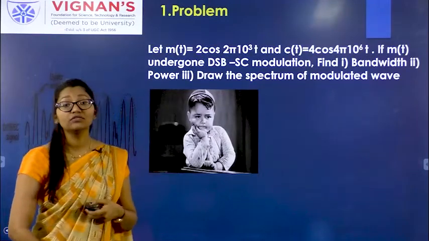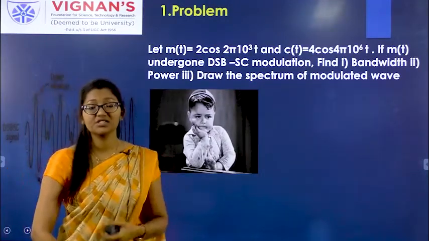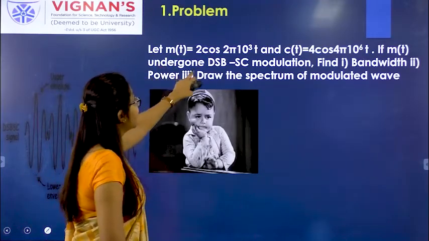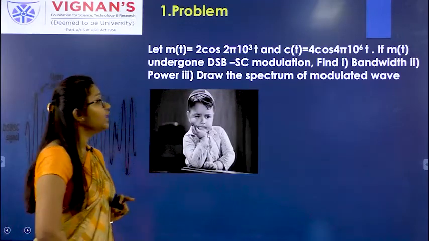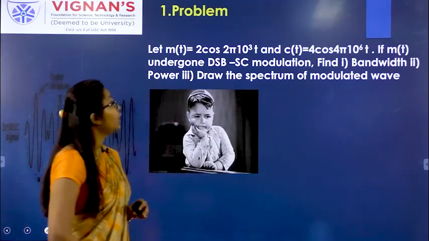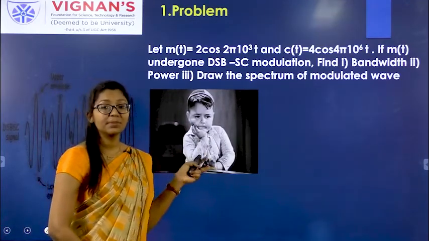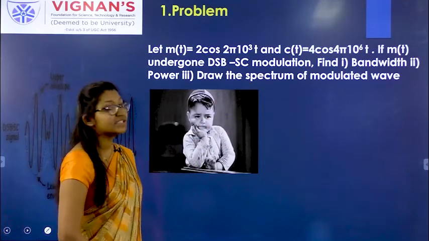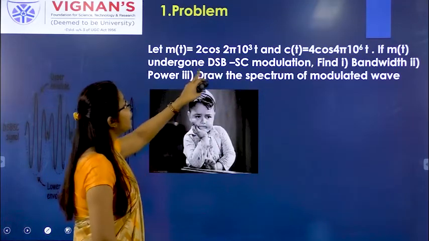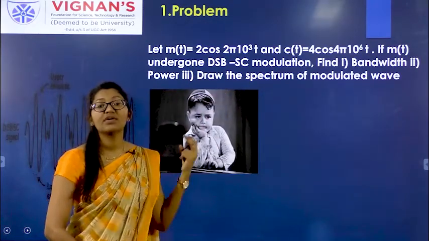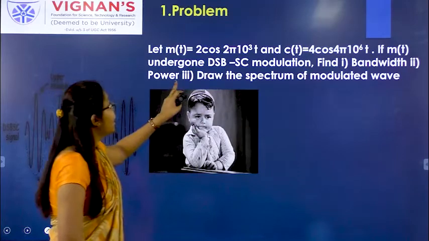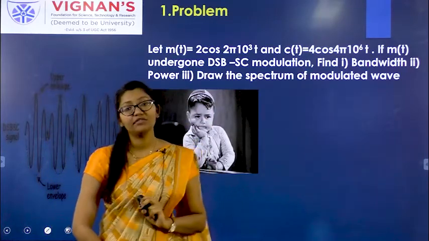So now let's solve one problem regarding this DSB-SC. First, let m of t equal 2 cos 2 pi 10 cube t and c of t equal 4 cos 4 pi 10 to the power of 6 t. So m of t is the message signal and c of t is the carrier signal. What is the question they gave? If m of t undergoes DSB-SC modulation, we have to find the bandwidth, power and the spectrum of the modulated wave.